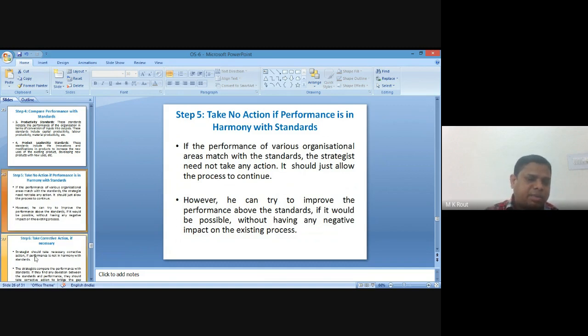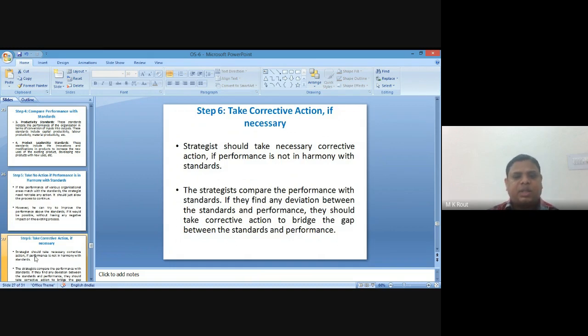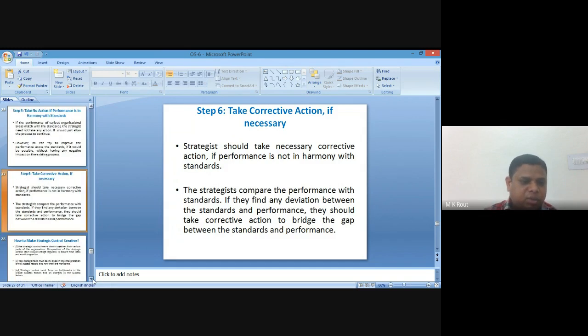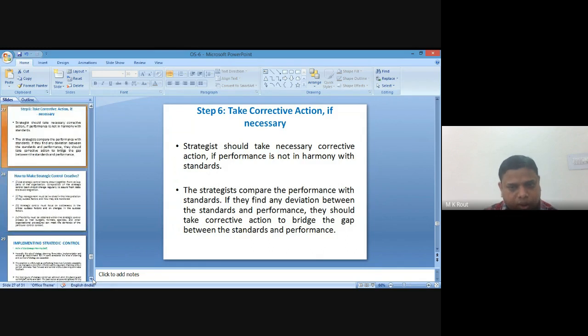Clear? And the last step is known as take corrective action if necessary. That means strategists should take necessary corrective action if performance is not in harmony with the standard. So if you do not cope with the particular standard, you take some corrective actions to implement this strategy in the right direction. So the strategists compare the performance with the standard. If they find any deviation between the standard and the performance, they should take corrective action to bridge the gap between the standard and performance. Clear? So these are the key factors included in operation strategy and control.